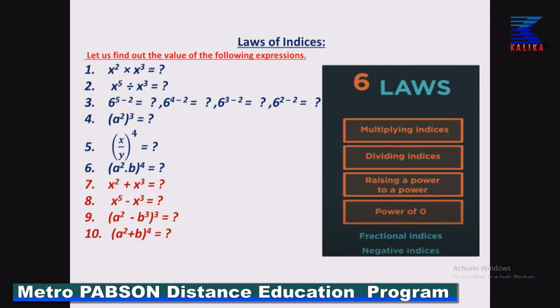Now, let us solve the questions you have seen in the slide. The second one we did. Now, in number 3 I have given some examples there, you can see 6 to the power 5 minus 2, next 6 to the power 4 minus 2, 6 to the power 3 minus 2, 6 to the power 2 minus 2. You can generalize. What is the value of this? Let us pay attention to the whiteboard, please.